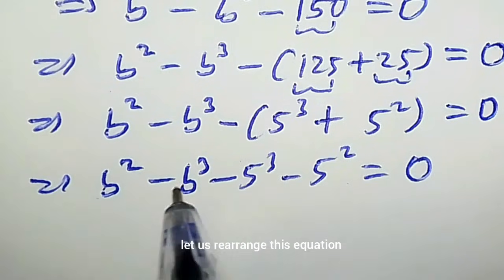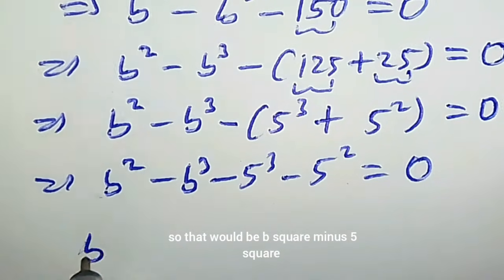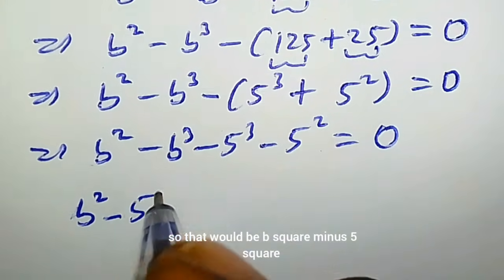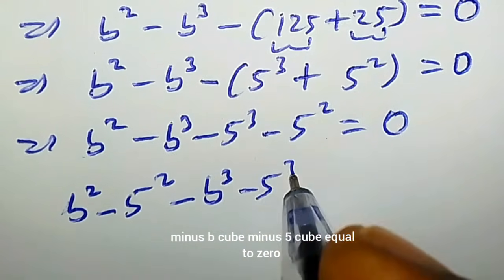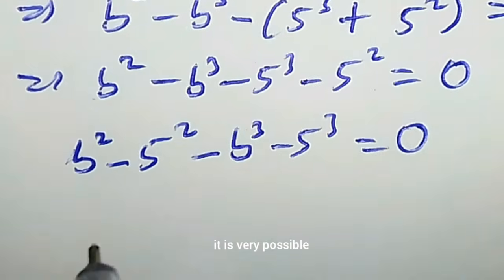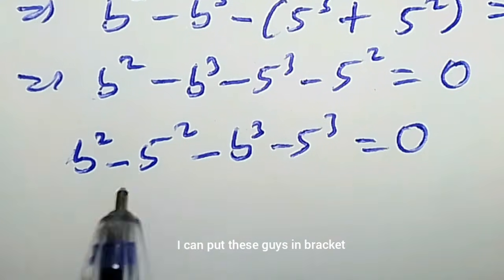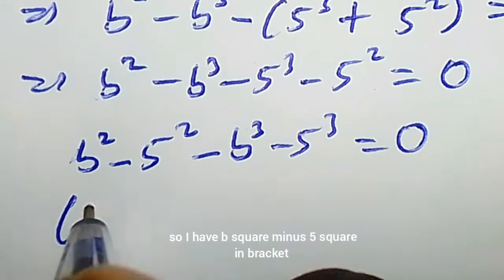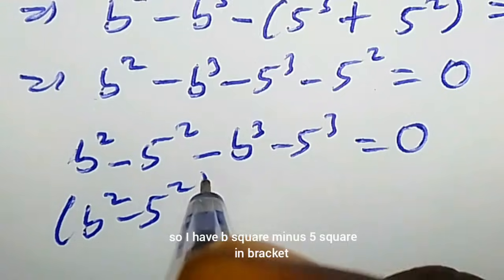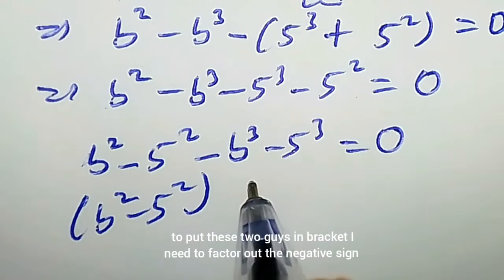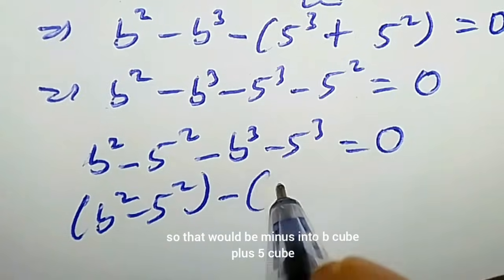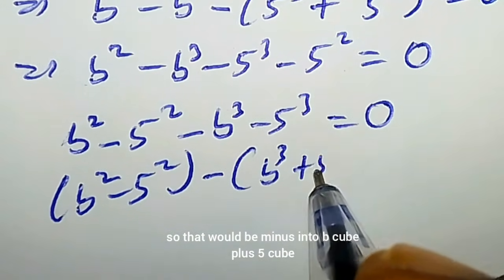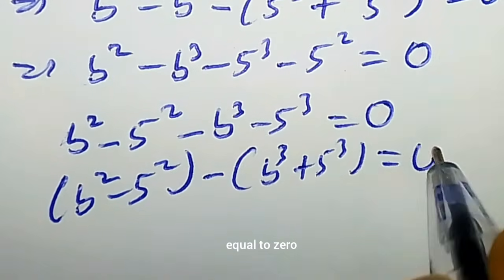At this stage, let us rearrange this equation. So that will be b squared minus 5 squared minus b cubed minus 5 cubed equal to 0. It is very possible I can put these in brackets. So I have b squared minus 5 squared in brackets. To put these two in brackets, I need to factor out the negative sign. So that will be minus into b cubed plus 5 cubed equal to 0.